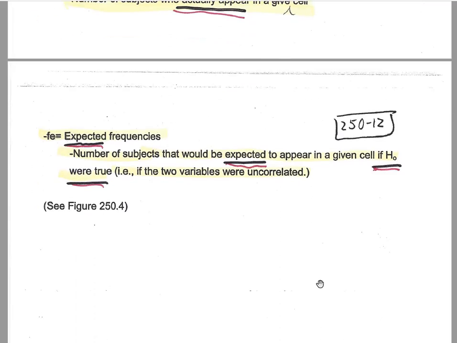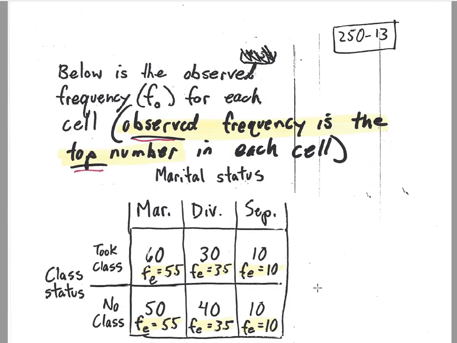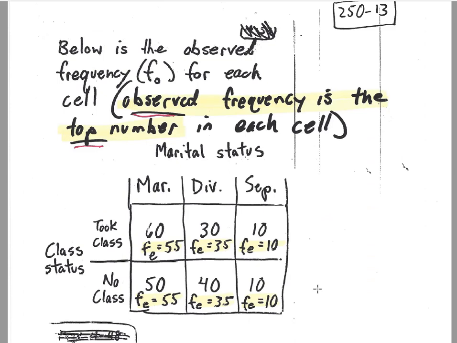Let's illustrate this with another cross-tabulation table. Now this is, in fact, the same cross-tabulation table we've been looking at all along, except in addition to the numbers that we've been looking at up until now, I've added some new numbers to each cell.